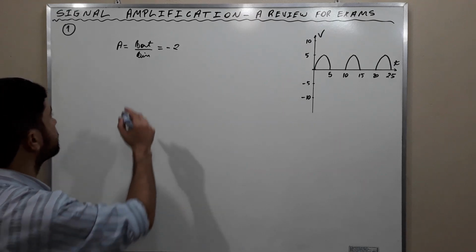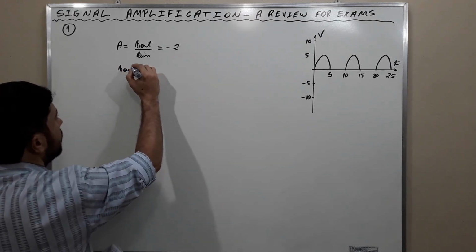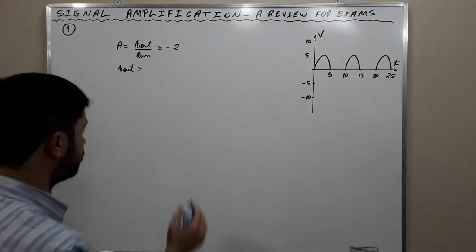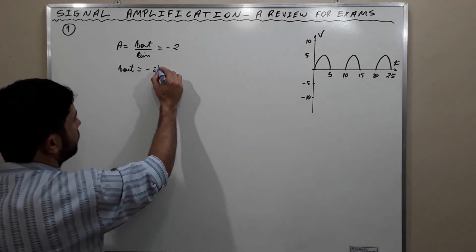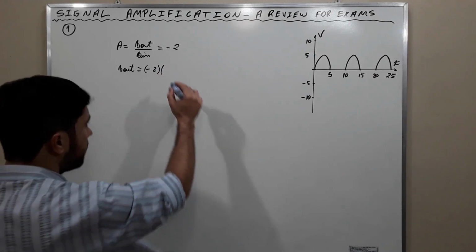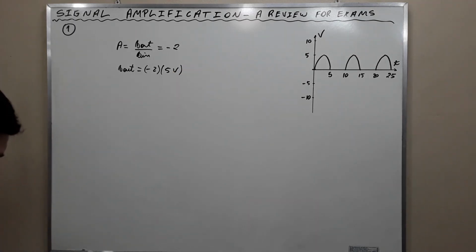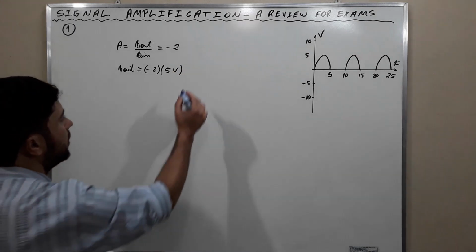Therefore, V out is equal to negative 2 times 5, which is equal to negative 10.